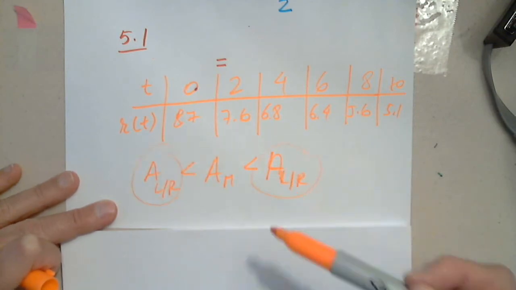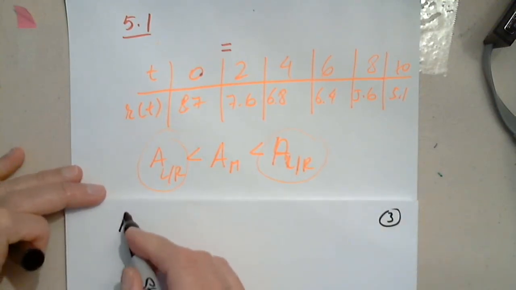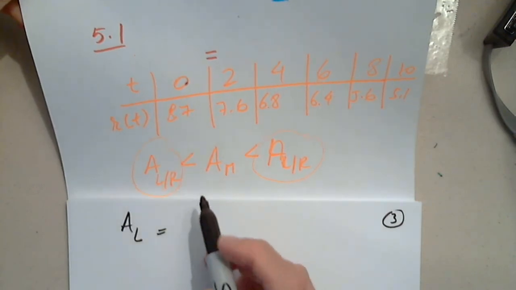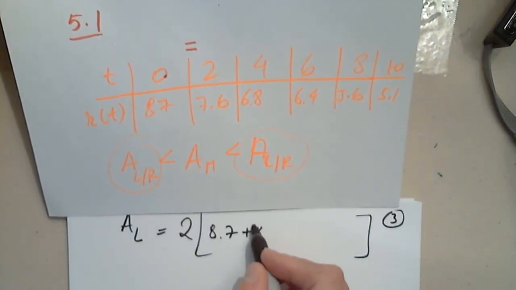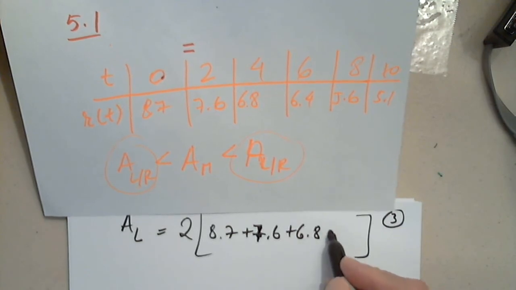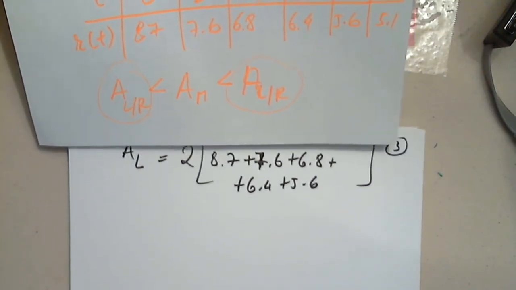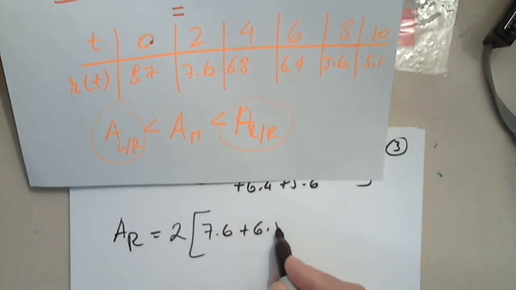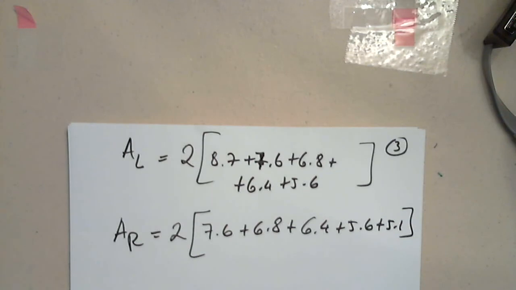So all I have to do is determine the leftmost point. The area with the leftmost point, the height is at the endmost point. So delta x, and I have 8.7 plus 7.6 plus 6.8 plus 6.4 plus 5.6. I will see whether it's the lowest or not. The area with the rightmost point will still be the same thing, but we start here at 7.6, 6.8, 6.4, 5.6, and 5.1. Once I calculate these two, I will know which one is the lower, and which one is the upper.